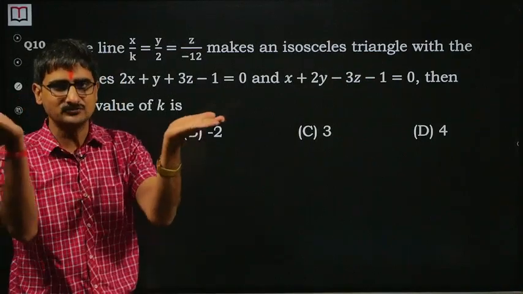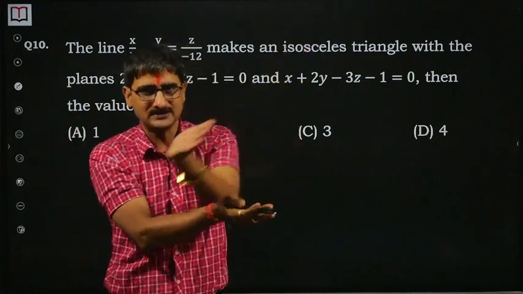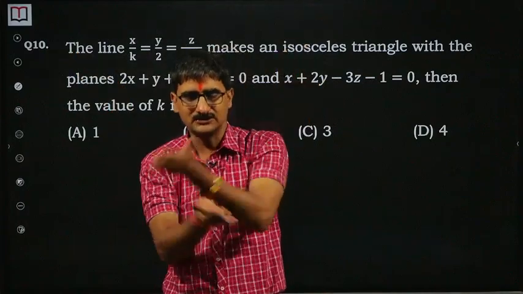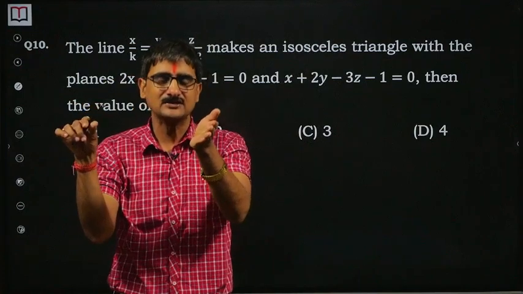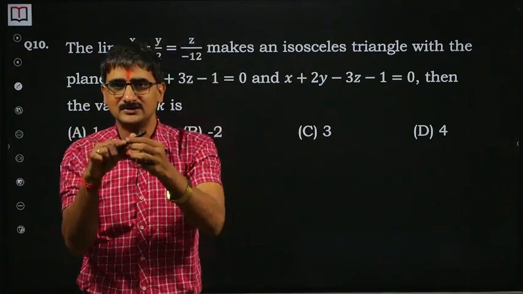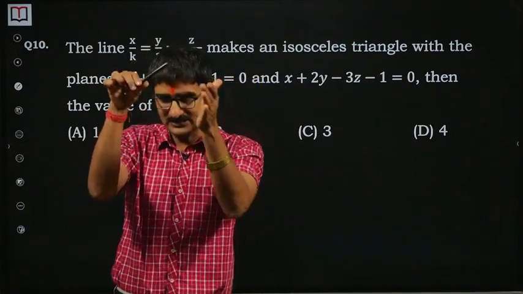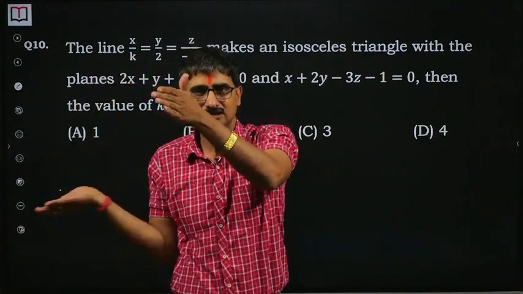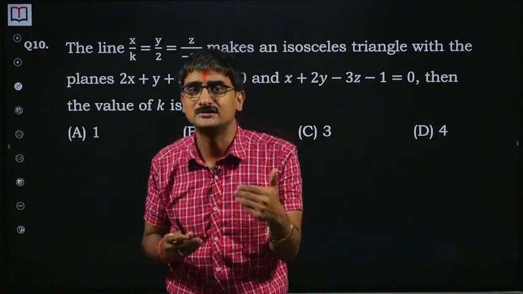See, let's say these are two planes. Planes of course will intersect and they will go to infinity on both the sides. So that's the plane. Now if there's a line which makes an isosceles triangle, then there are two possibilities. One is like this, and the second possibility is it may make it with this side of the plane also. So there can be two such lines, two such directions.